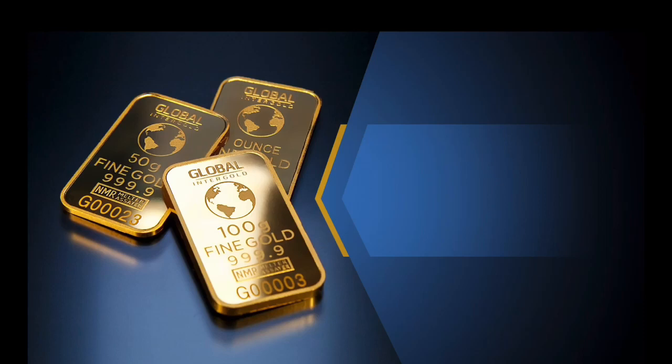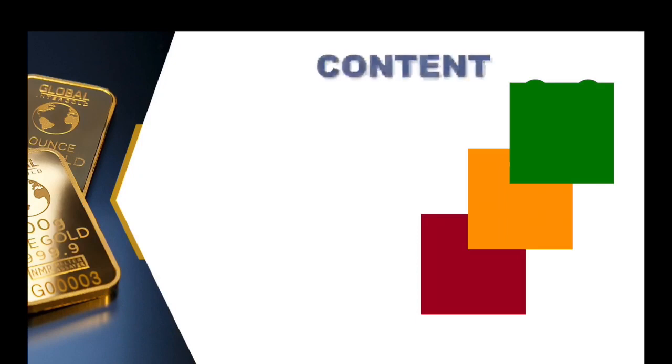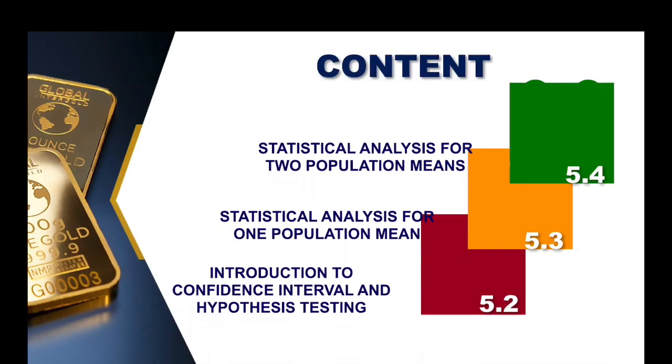We will continue our chapter 5 part B. Recall back in chapter 5 part A, you have statistical analysis for means or confidence interval. So here, you will have chapter 5 part B, statistical analysis for mean, and we will cover hypothesis testing. What we have in the content, you will have 5.2, 5.3 and 5.4.